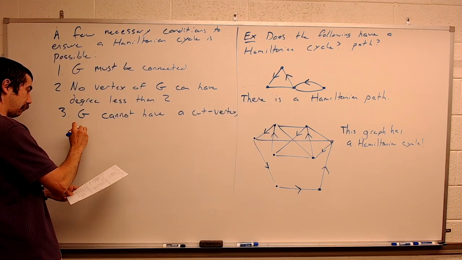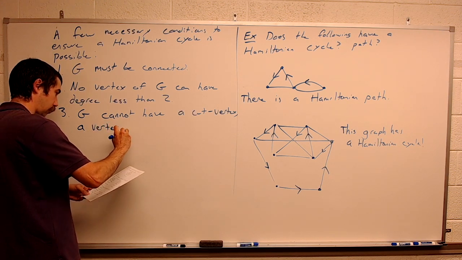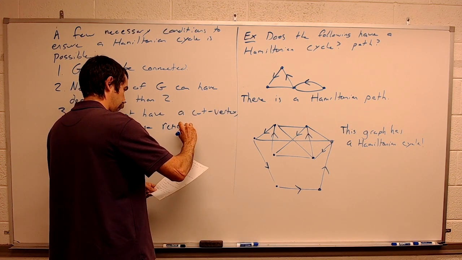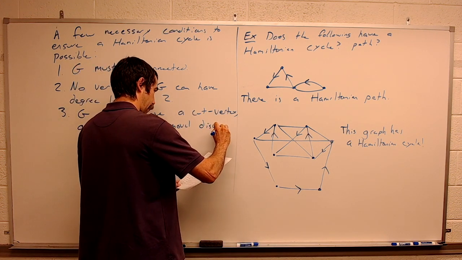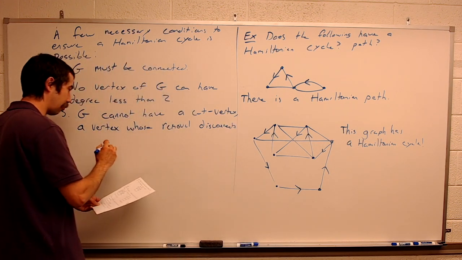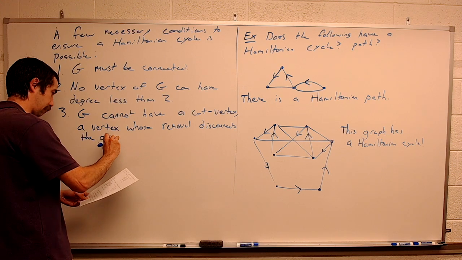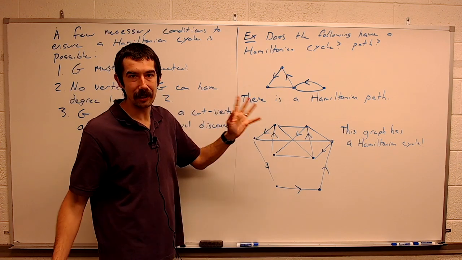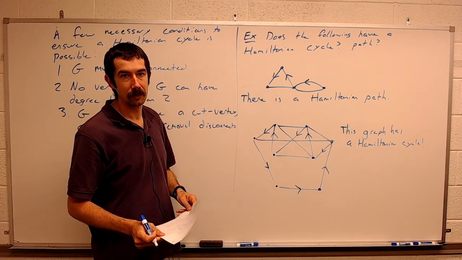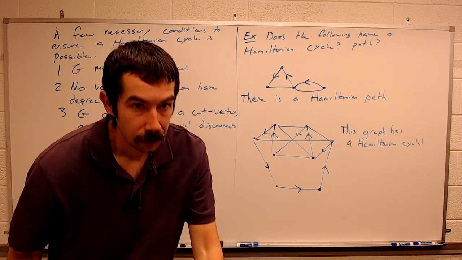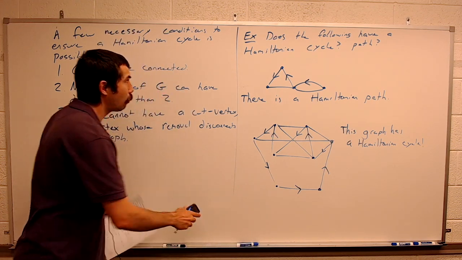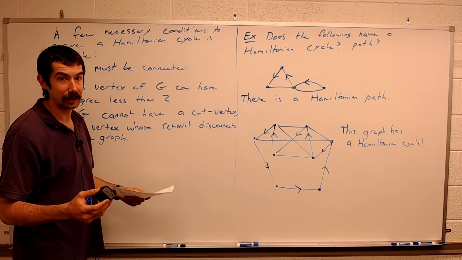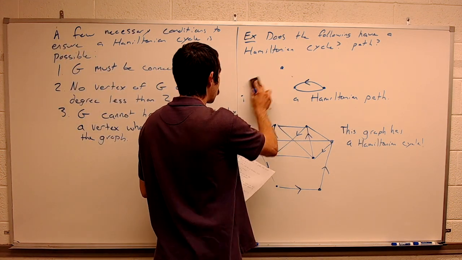So a cut vertex is a vertex whose removal disconnects the graph. All right, so I saw that this was a cut vertex, so I automatically knew there was no Hamiltonian cycle. All right, so now we'll state a theorem that tells us when we know for sure that there is a Hamiltonian cycle. And this is called Dirac's theorem.